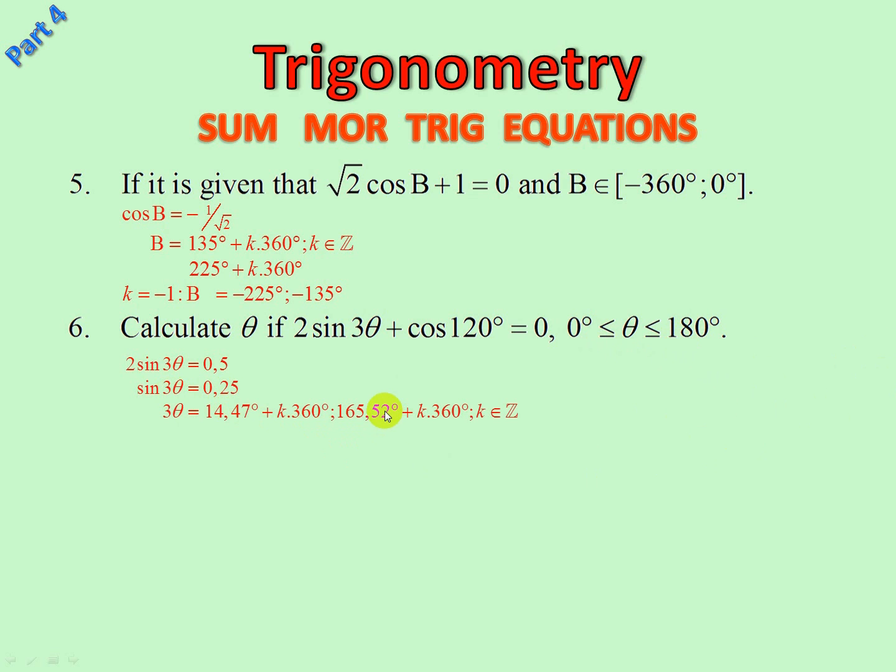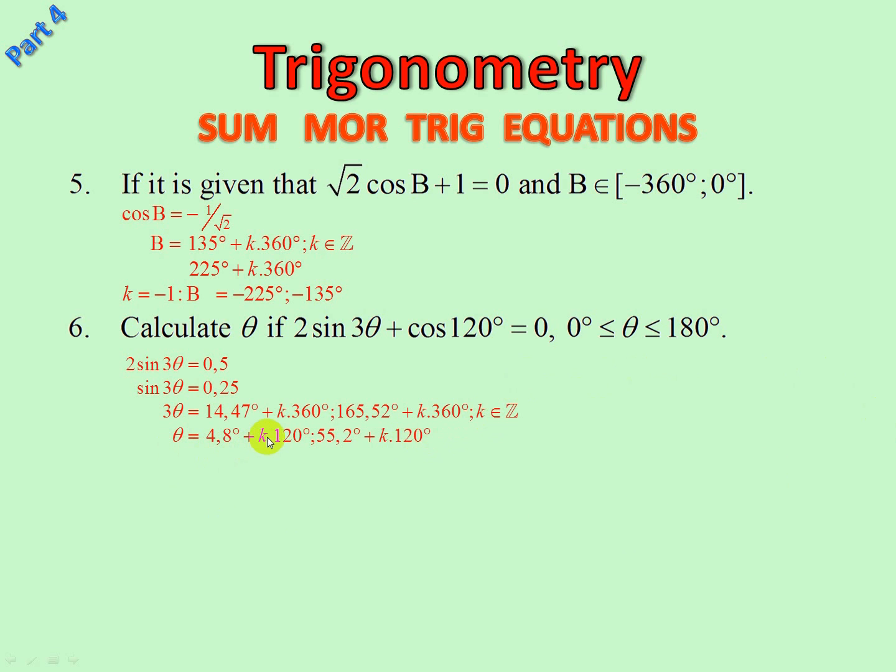First quadrant, second quadrant. Divide by 3. There we are. So I've now divided by 3, that's become K120. Now 0 to 180, and we need all possible answers.